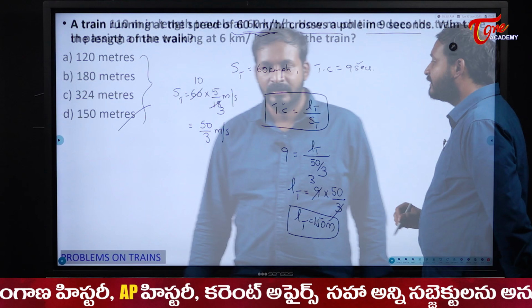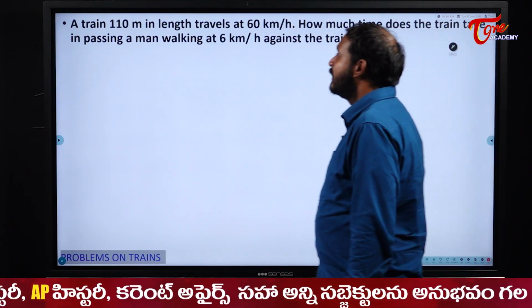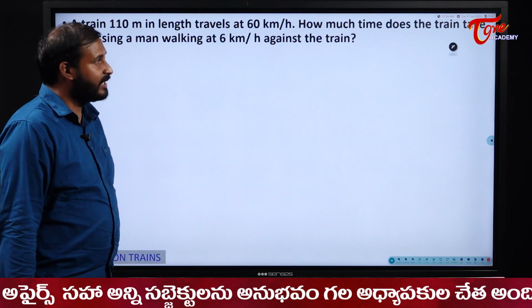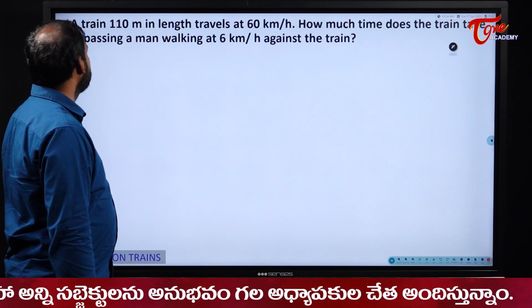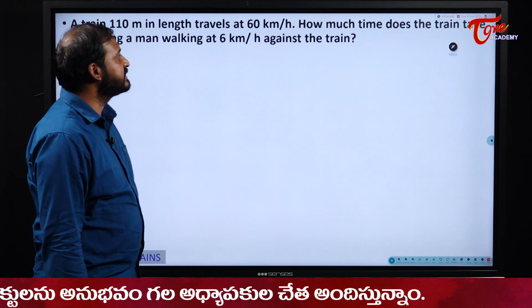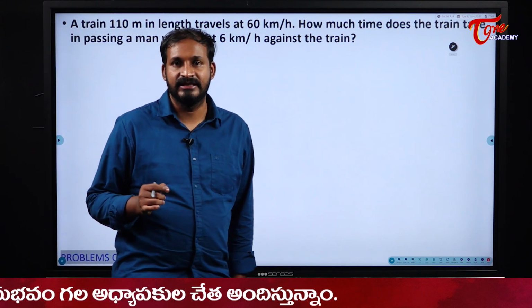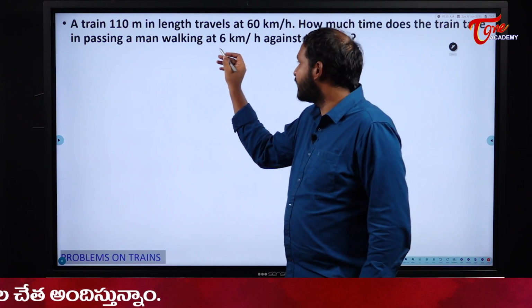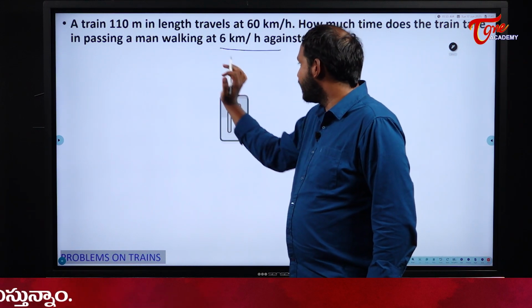Understood? Right? Next question. A train 110 meters in length travels at 60 kmph. How much time does the train take in passing a man walking at 6 kmph against the train? Now please see here, students. First and foremost thing, this is a train and man case. Okay, good, superb, train and man case.